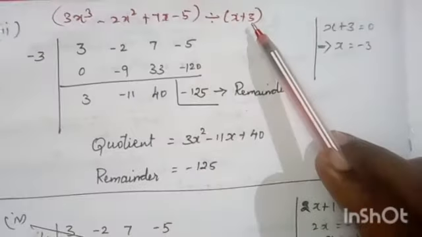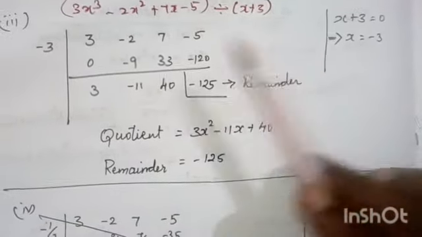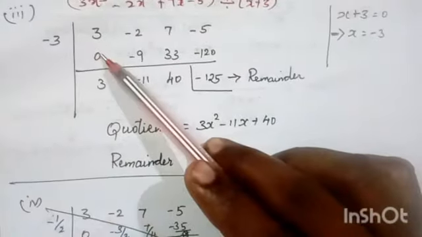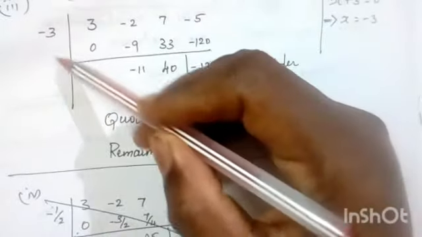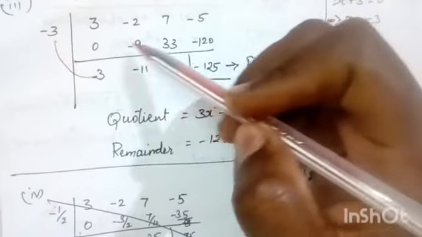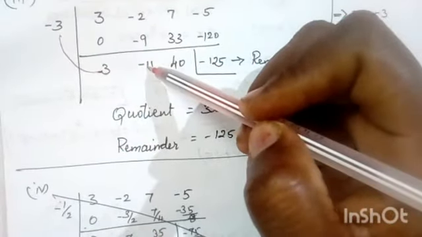The zero of the divisor is minus 3. First place you write 0. Then you add these two: 3. Then 3 threes are 9. 3 into minus 3 is minus 9. Add these two: minus 11.